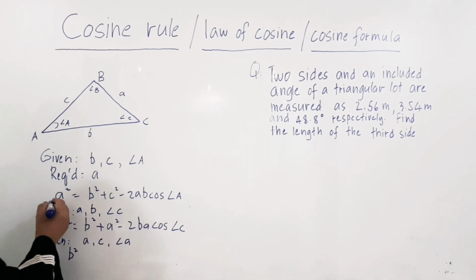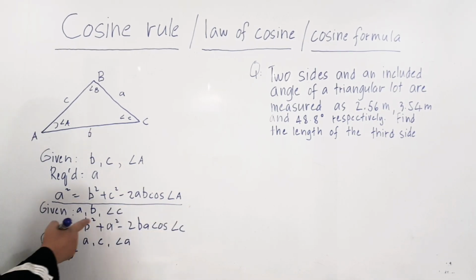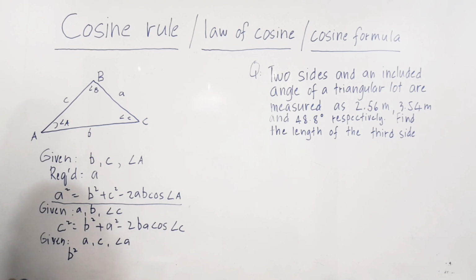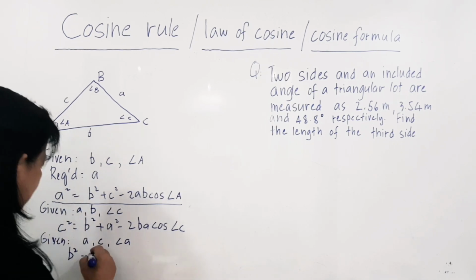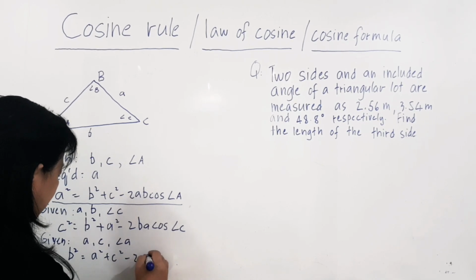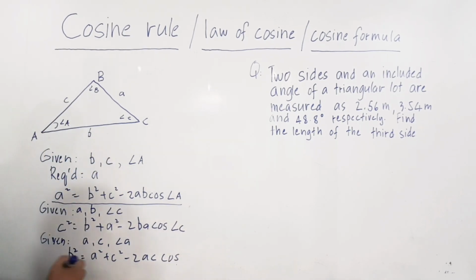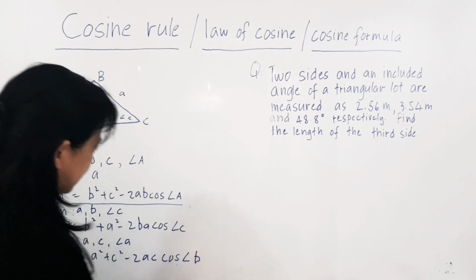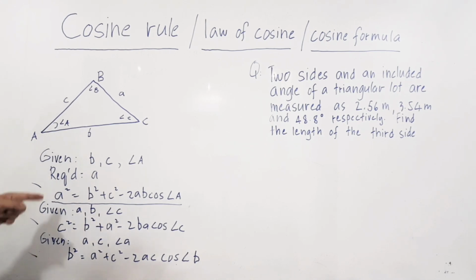Now, if you're looking for side C, the angle C must be given and side A and B. Now, if we're looking for side B, it's the same. It's just that the side which is given is changed. So B squared is equal to A squared plus C squared minus 2AC cosine of the angle B. So these are the three formulas to use in cosine rule or cosine formula.